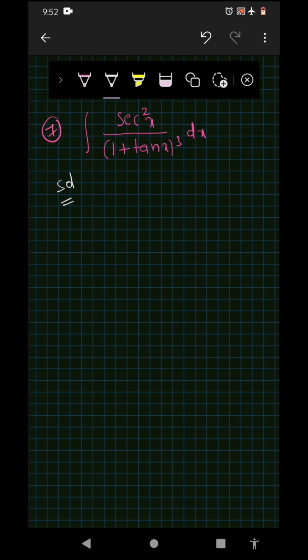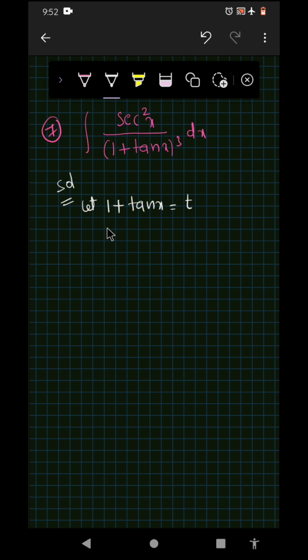To solve this problem, take the 1 plus tan x as t. Let 1 plus tan x is equal to t. Why? Because d by dx of tan is secant square x. That's why we take that here 1 plus tan x as the t.